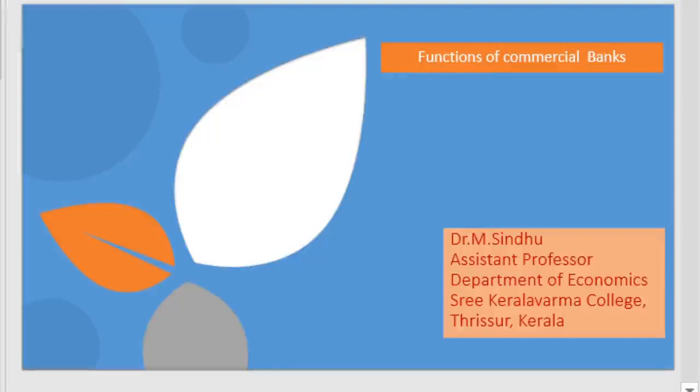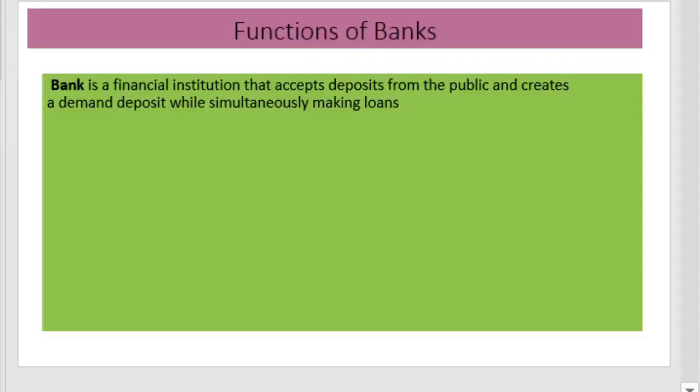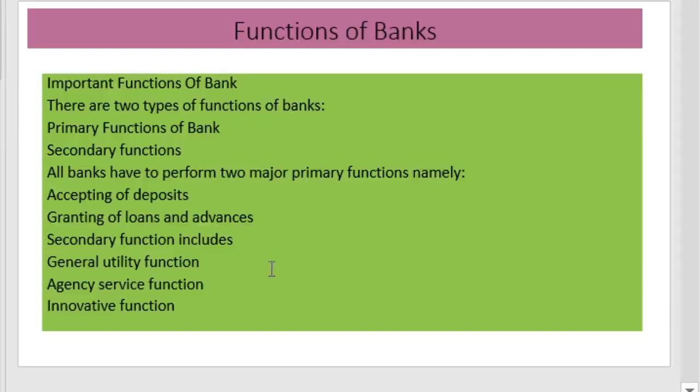Today we will discuss the functions of commercial banks. We know that commercial banks perform various functions, and these functions can be classified under two heads: primary functions and secondary functions. Nowadays another category of functions is also added, innovative functions. Let us see what these primary functions, secondary functions, and innovative functions are.